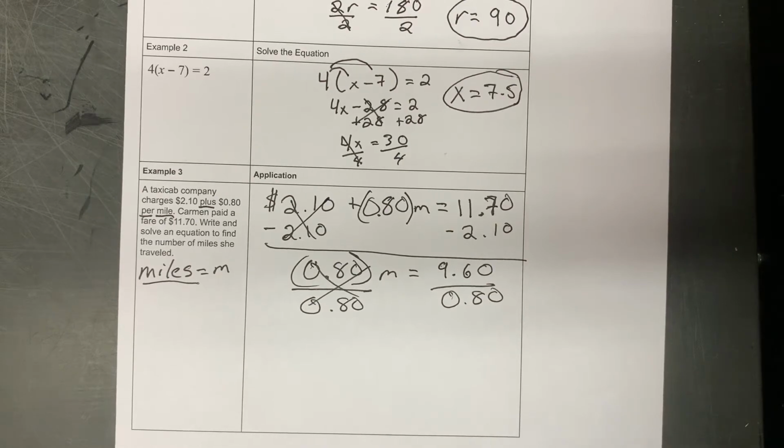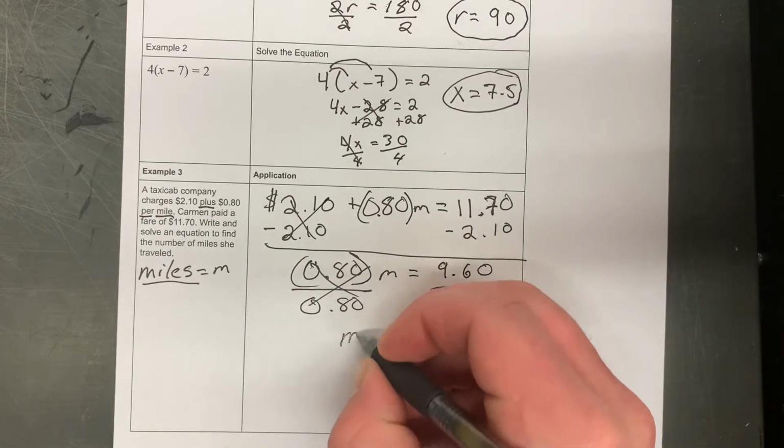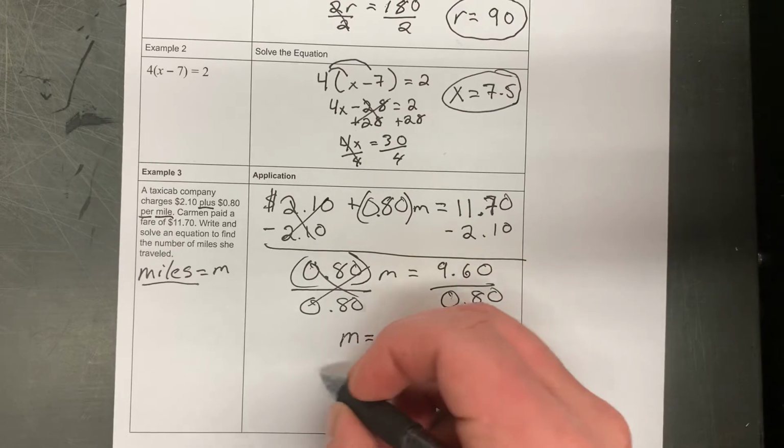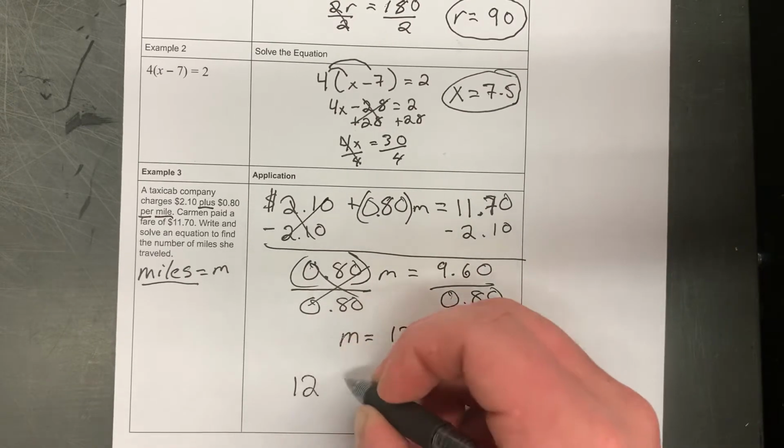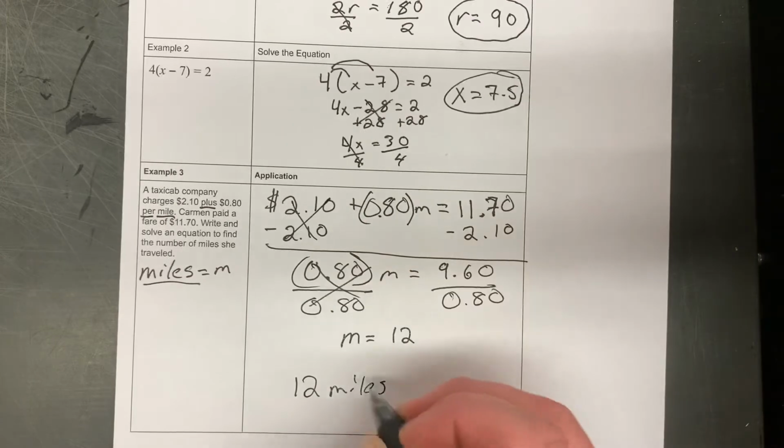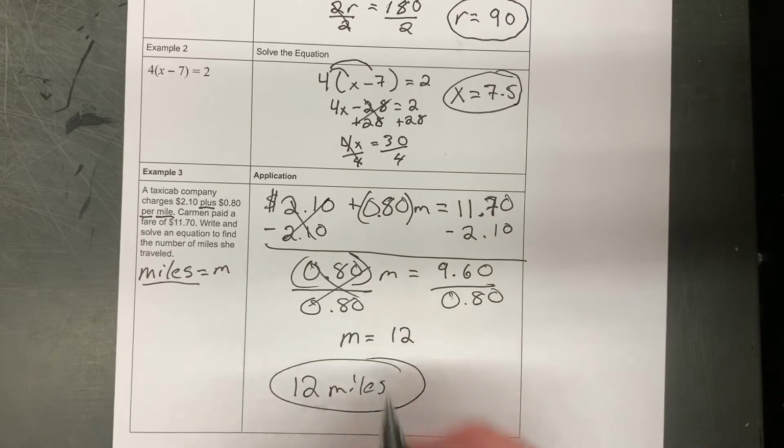So when I had 9.6 divided by 8, I know that that means that there is 12, because I know that 8 times 12 gives me 96. So m has to equal 12, and m stands for miles, so we're going to put in the correct label. Carmen traveled 12 miles.